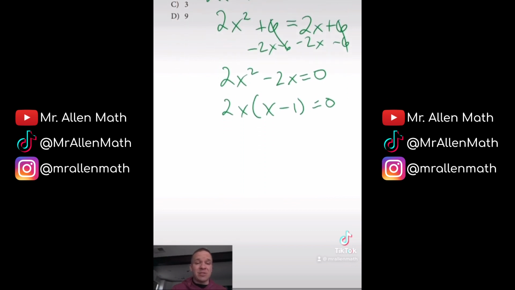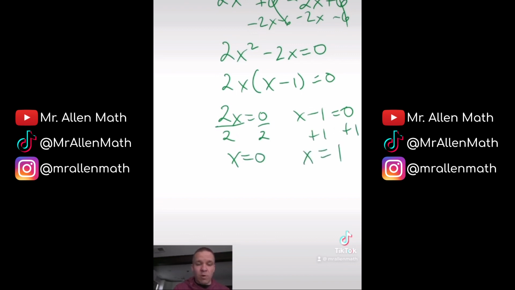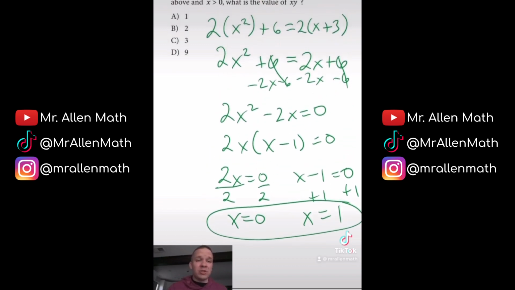Now I can take these two and set them equal to 0. So I'm going to have 2x equals 0, and I will have x minus 1 equals 0. I need to solve both of these. So I divide by 2, and I'll get x equals 0. Over here, I'm going to add 1, and I'll get x equals 1. So I've got two solutions for x. But if we look back at our original question here, it says that x is greater than 0. So we're going to eliminate that one from this particular problem.